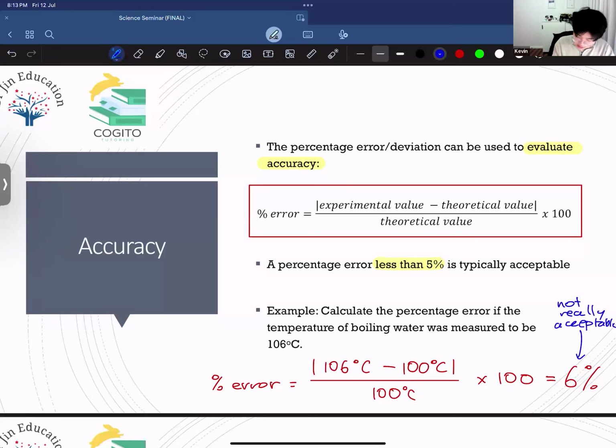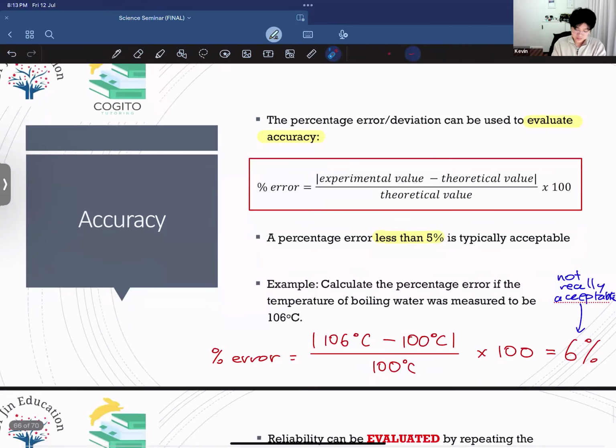You will see this formula as you go through high school as well, but that's just an example of how we use it. All right, that's accuracy.